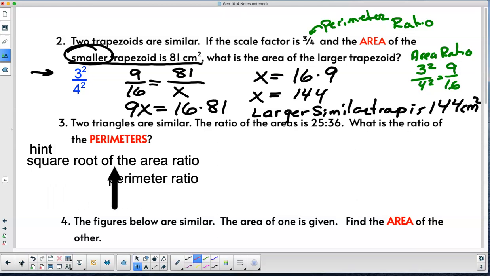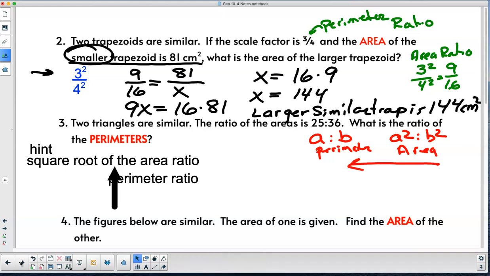So basically, remember, if it's perimeter, it's a to b, and the area is a squared to b squared. This is my area. If you go back, I take the square root of 25 and 36 and find my perimeter ratio to be 5 to 6. So we've got that one nailed down.